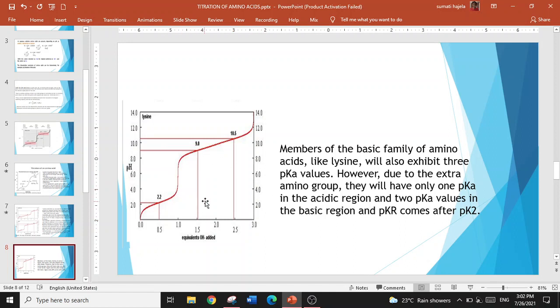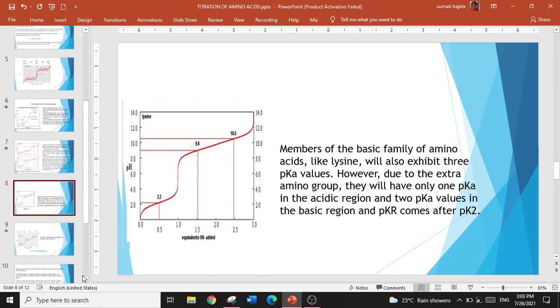This is the repetition. Here they will only have pK1 in acidic range while two pK values in basic region, and pKr comes after pK2. pKr comes after pK2 means pK1 जो acidic range में मिला, pK2 जो basic range में मिला, और pKr जो basic range में मिला, और सबसे ज्यादा या सबसे लास्ट में टाइट्रेट हुआ.